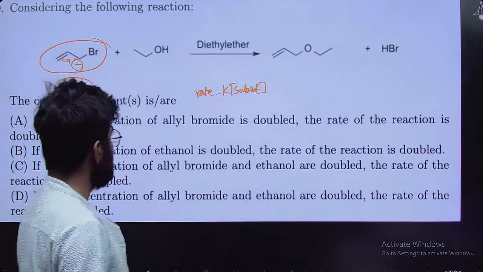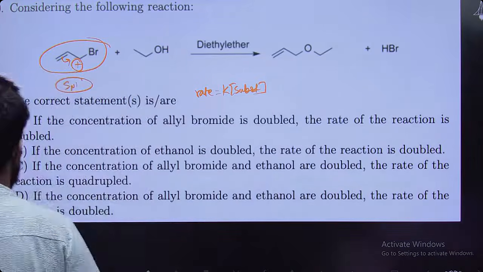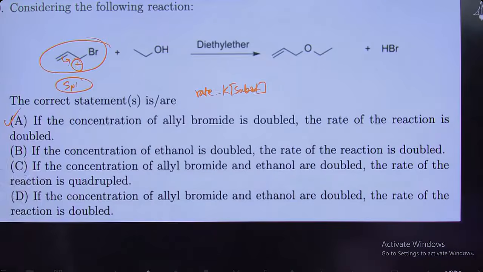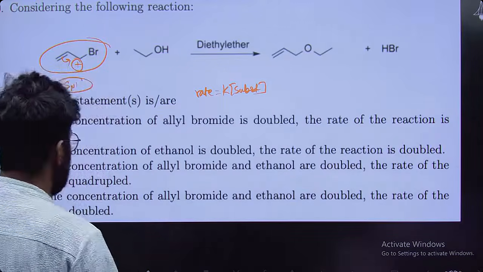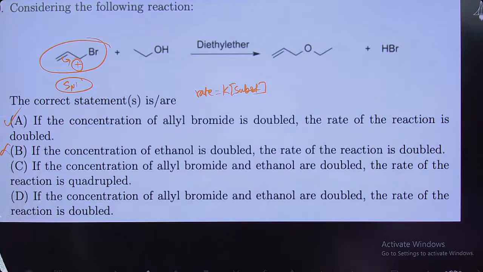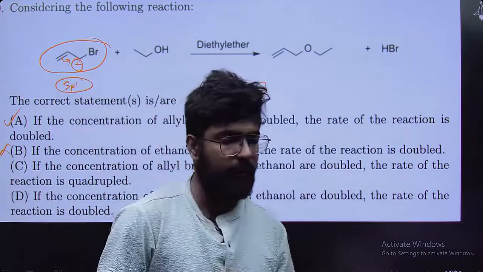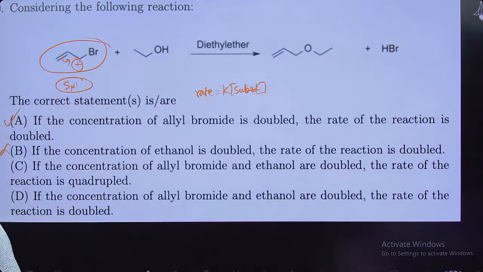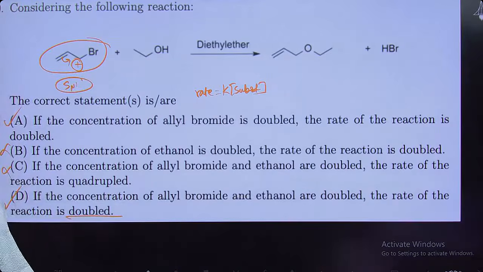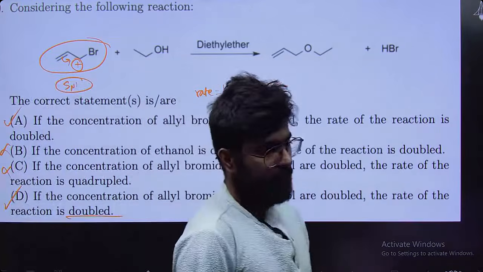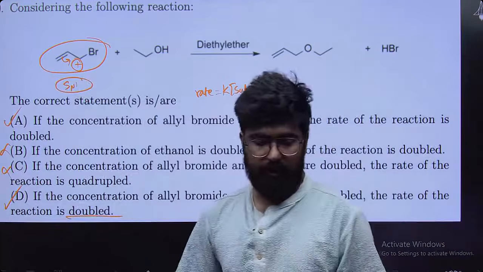If the concentration of allyl bromide is doubled, the rate of the reaction is doubled. This is true because the rate depends on the substrate's concentration. If the concentration of ethanol is doubled, the rate of reaction is doubled. No, because the reaction is not depending upon ethanol, it is SN1. If the concentration of allyl bromide and ethanol are doubled, the rate of the reaction is quadrupled. No, the rate of reaction is only doubled. This is true, right? So this was your NEST 2018.